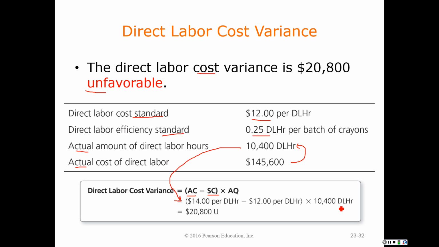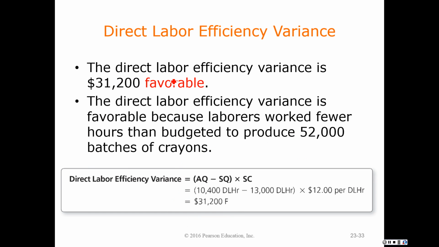Multiply that times the number of direct labor hours that you actually worked, and we have an unfavorable variance in this total variance that was favorable. So I've paid more per hour than I should have. How did that affect my efficiency? Well, let's take a look.